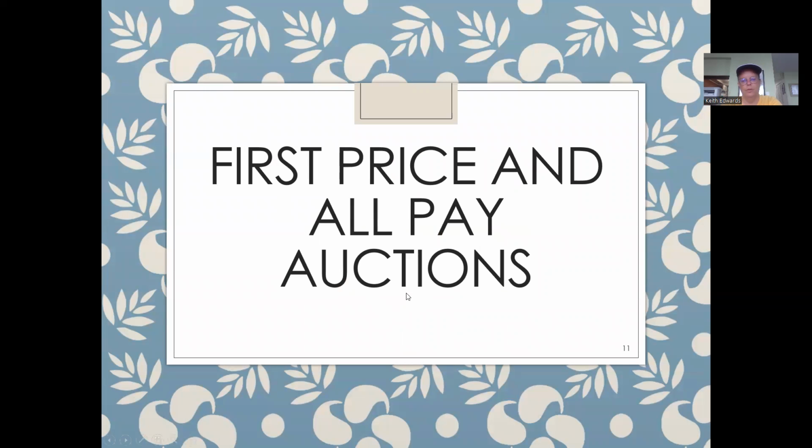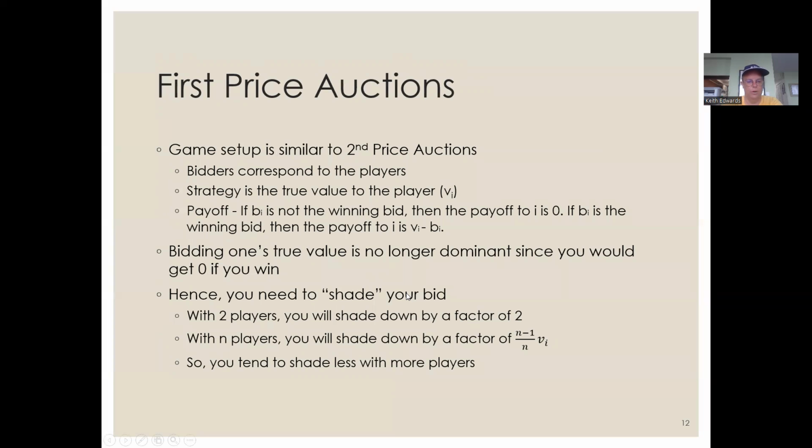Okay, so first price and all pay auctions, and again, these are going to be somewhat different than the second price, but not much. Again, we set it up similarly. The bidders are the players. The strategy is the true value to the player, and the payoff, if B sub I is not the winning bid, then of course you don't get anything, but you don't lose anything either. If B sub I is the winning bid, then the payoff is V sub I minus B sub I.